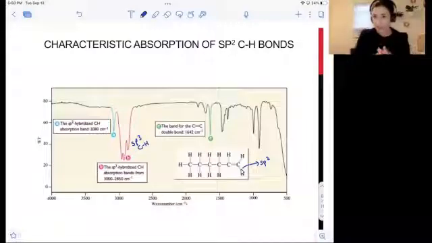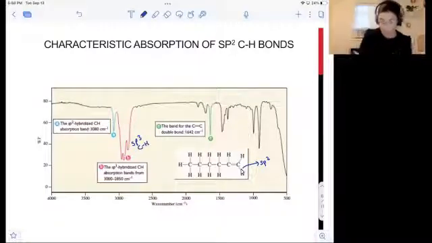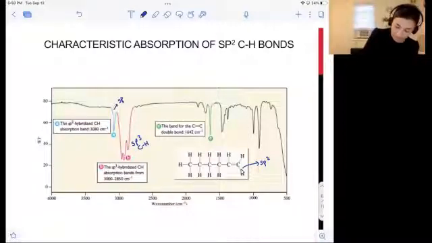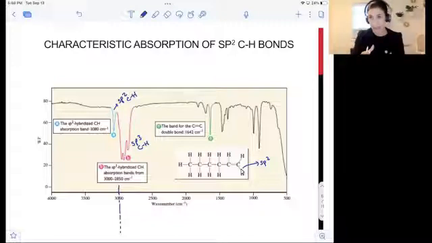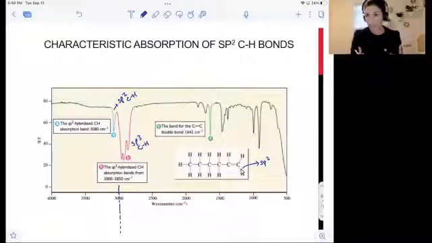Just above 3,000, that's where we're going to find the sp2 CH stretches. I like to think of drawing an imaginary dotted line right here at 3,000, and I look to the right and left of that line when I'm trying to confirm whether my molecule does or does not have sp2 carbons present.